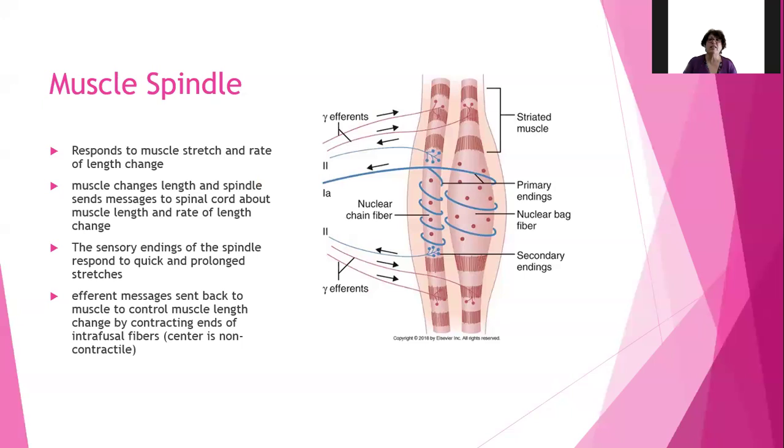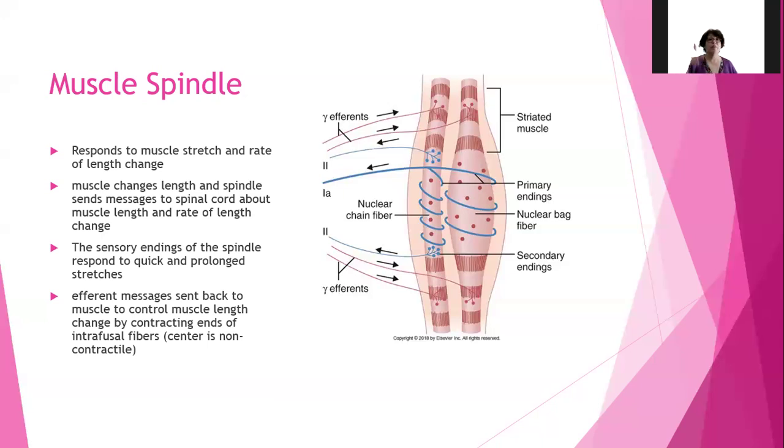Muscle spindles are nerve endings within the muscle that respond to muscle stretch and the rate of length change. So the muscle changes length, and the spindle sends messages to the spinal cord about muscle length and the rate of change. The sensory endings of the spindle respond to quick and prolonged stretches. So this will come into play next quarter, when you're going to be talking about proprioceptive neuromuscular facilitation and techniques that you can use to increase or decrease muscle tone, and muscle spindles are all about it. The sensory endings of the spindle, in responding to those quick and prolonged stretches, can affect muscle contractions.